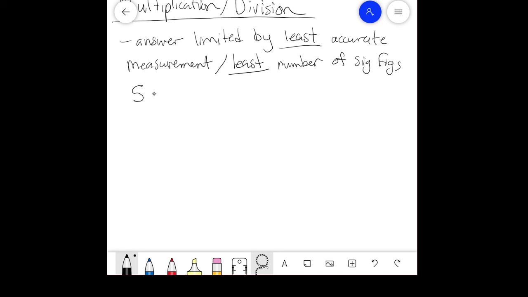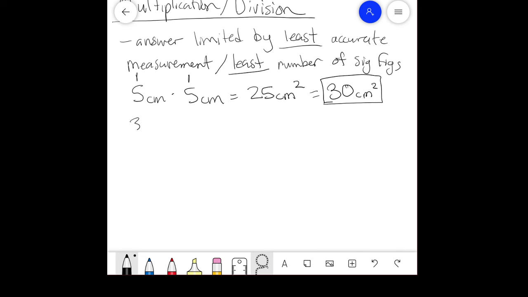So say you have 5 centimeters times 5 centimeters. So that equals 25 centimeters squared, right? Well, 5 only has one sig fig, and this 5 only has one sig fig. So our answer can only have one sig fig. So we're going to have to round up, since that 5 will round that 2 up, and this would be 30 centimeters squared.